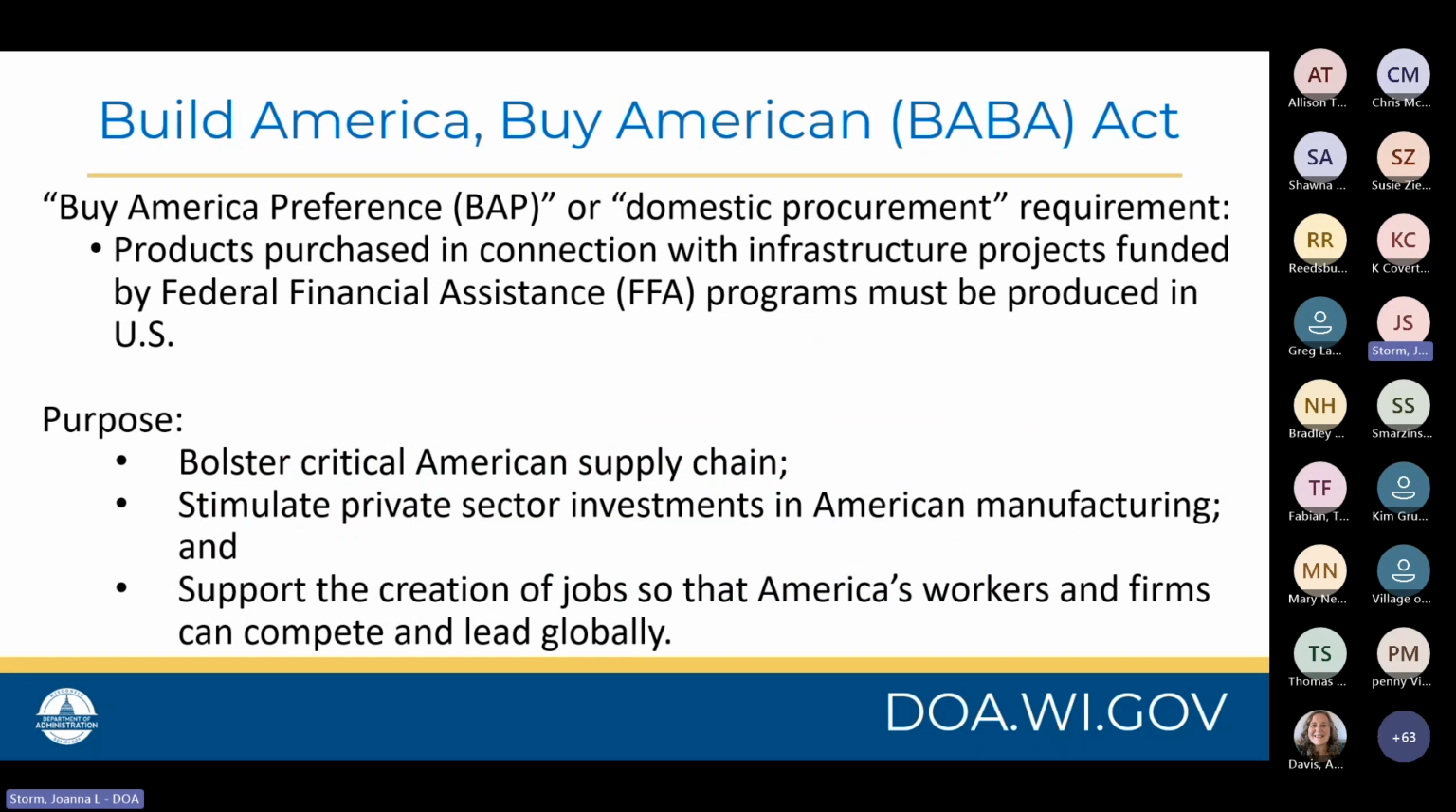So just a brief overview here, the Build America, Buy American BABA Act. We have a Buy America preference, BAP, or domestic procurement requirement in that products purchased in connection with infrastructure projects funded by any federal financial assistance or FFA programs must be produced in the United States. The purpose of this is to bolster critical American supply chains, stimulate private sector investments in the American manufacturing system, and to support the creation of jobs so that America's workers and firms can compete and lead globally.